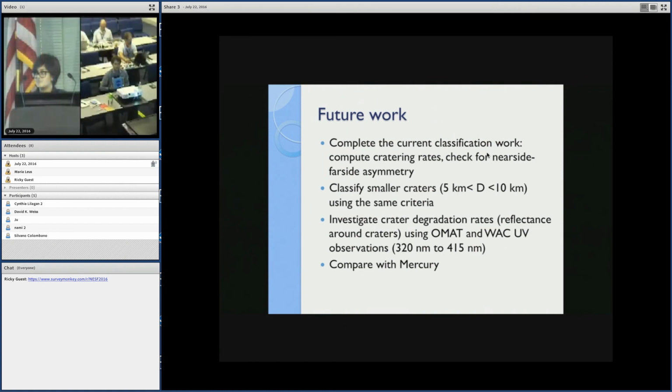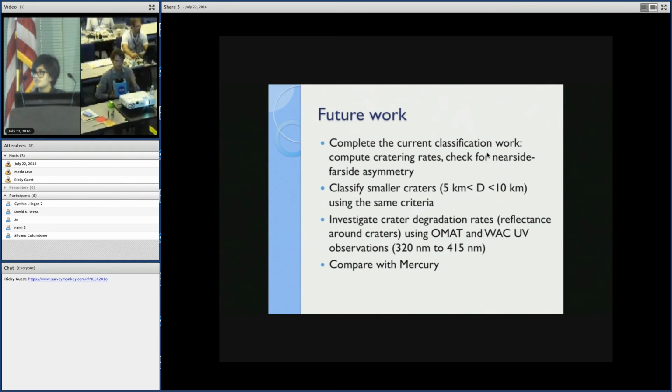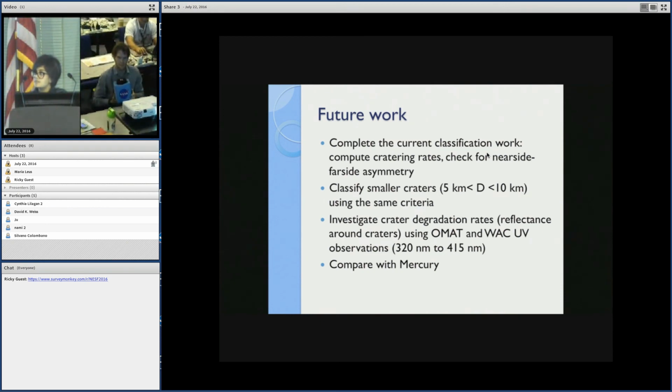With your catalog, you've obviously looked at a lot of craters down to a very small size. Have you found any particularly interesting or unusual craters in your study? No.